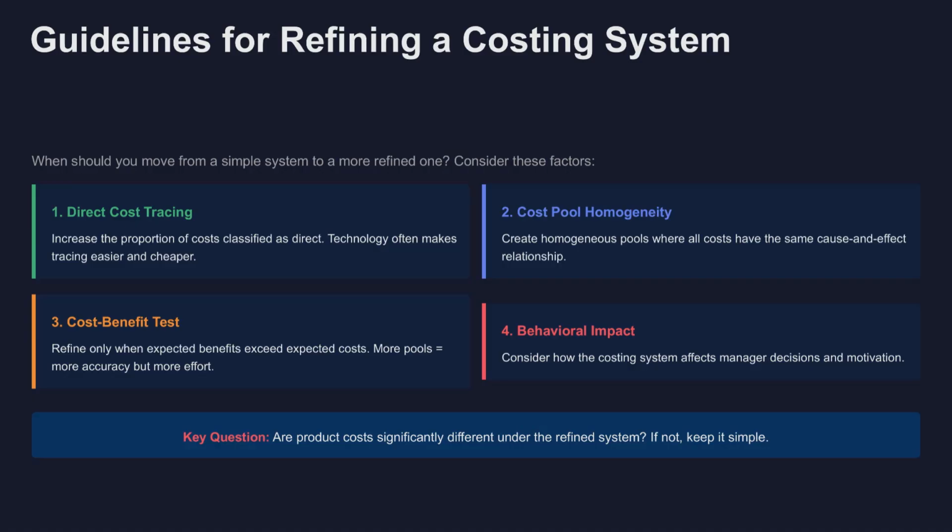Refining a costing system requires careful assessment. Consider direct cost tracing, cost pool homogeneity, cost-benefit tests, and behavioral impact. These guidelines help determine when enhanced costing methods are justified. Ultimately ask, are product costs significantly different enough to warrant a refined approach for success?